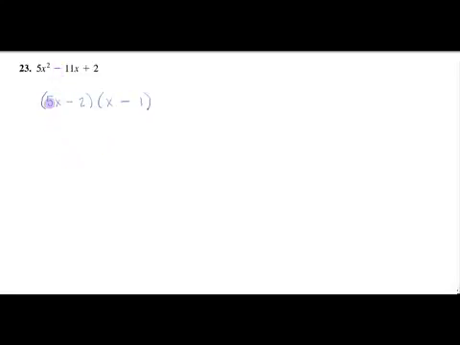Let's go ahead and check the middle. A negative 5x and a negative 2x is negative 7x. And that's not what we need. So let's switch our factors. Let's put the 1 here and the 2 here instead. This gives me a negative 10x and a negative 1x is negative 11x. I've successfully factored that trinomial.